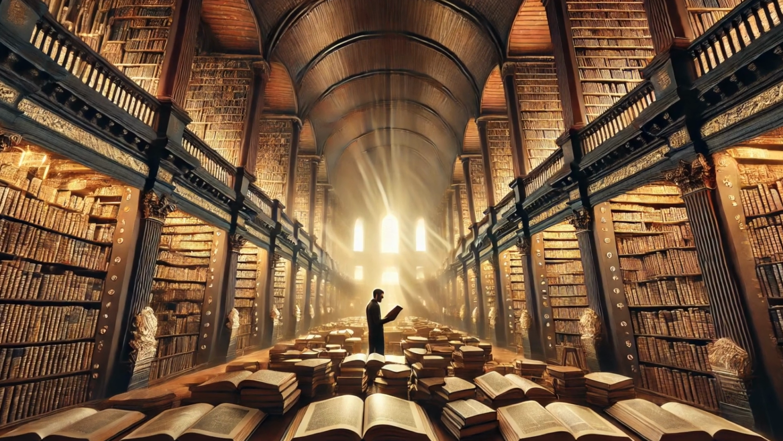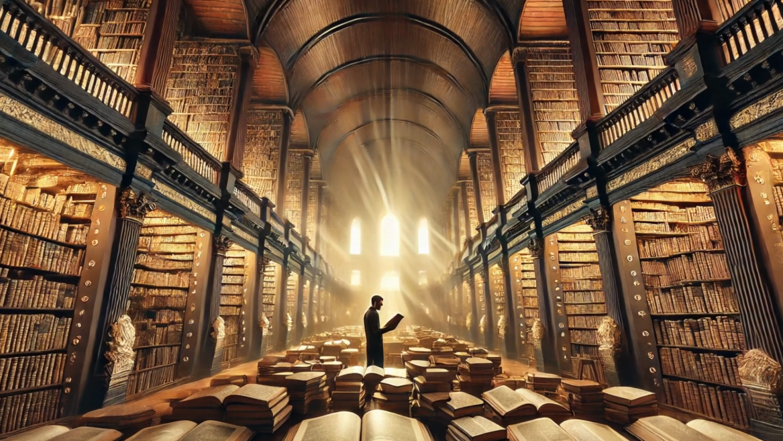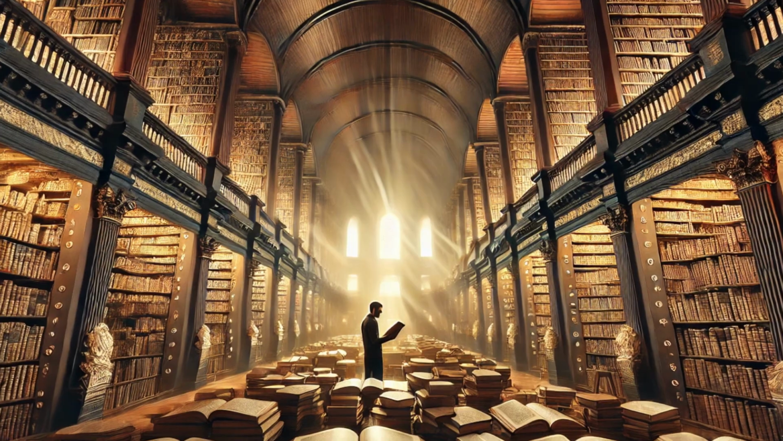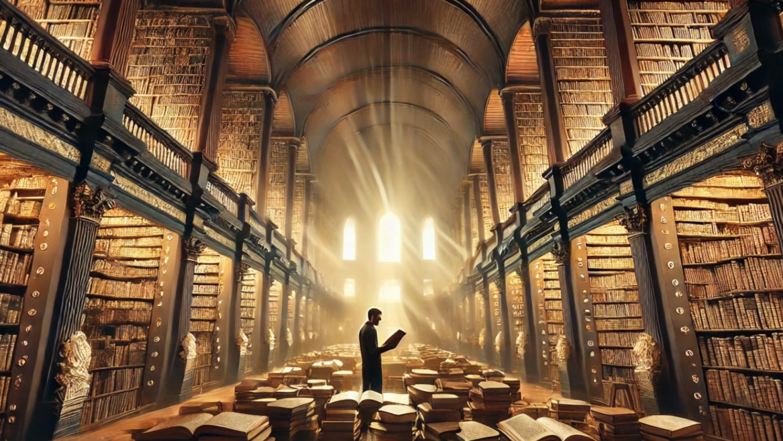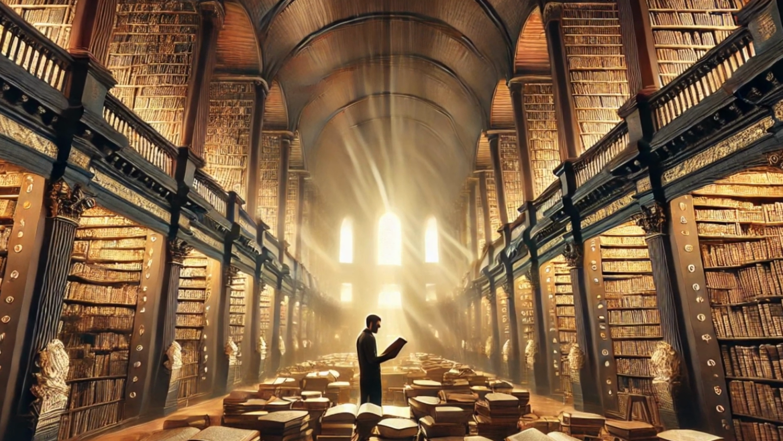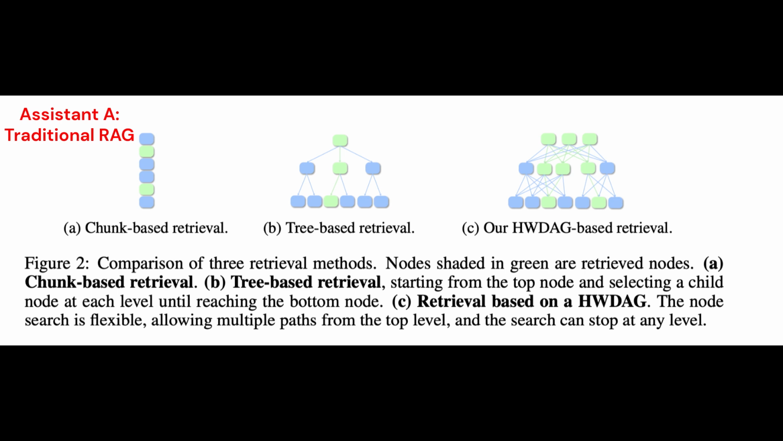Imagine you're in a huge library, and you're trying to find the most important events from a 1,000-page book. You could ask two assistants for help, right? Assistant A, using traditional IG methods, hands you random pages based on keywords. But here's the catch, they don't explain how the pages are connected or their context. It's like a random page here, and another one there, no big picture.